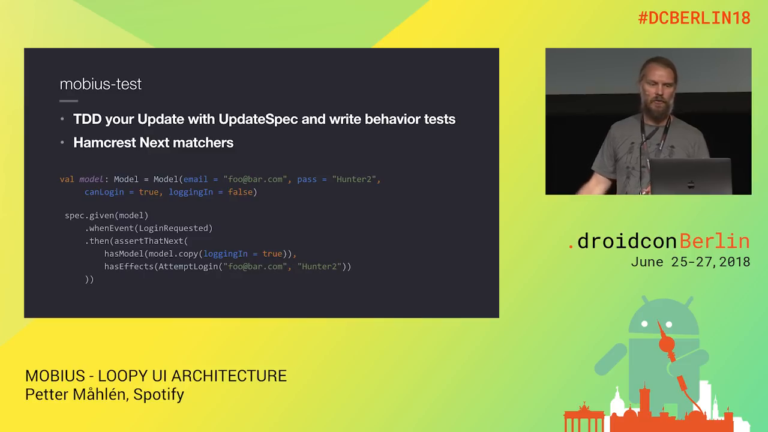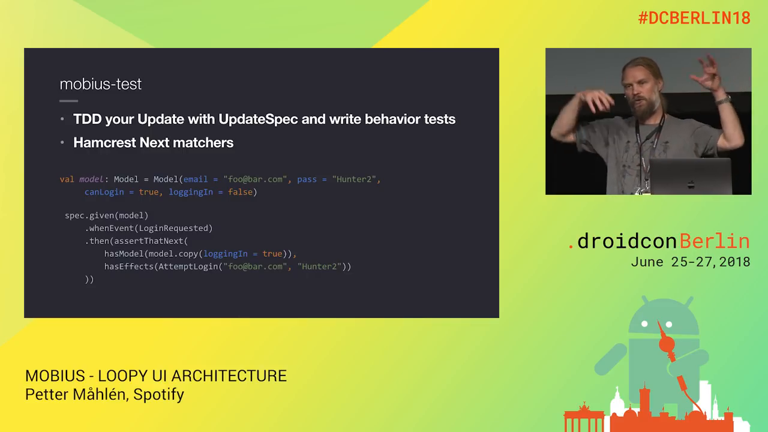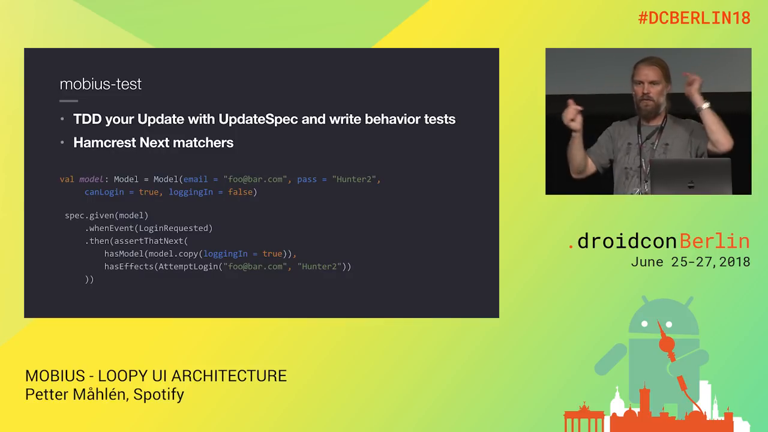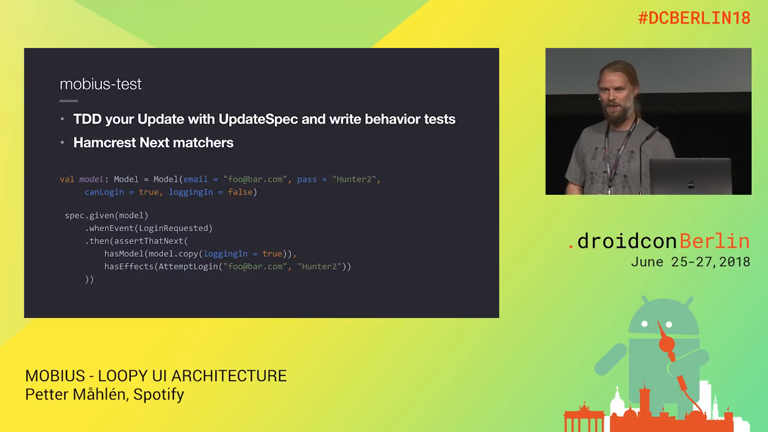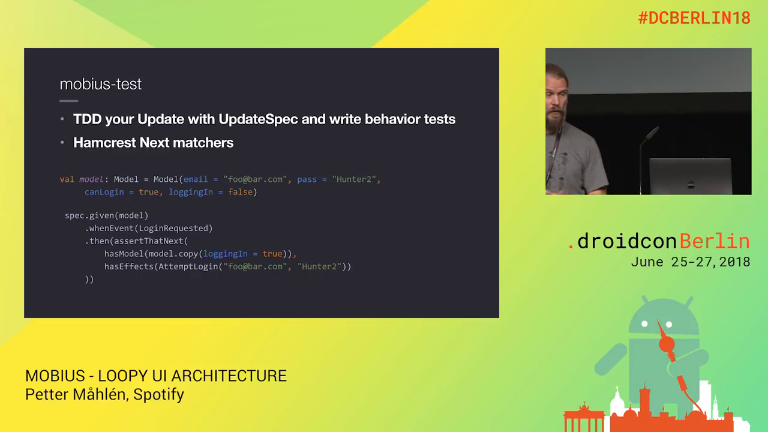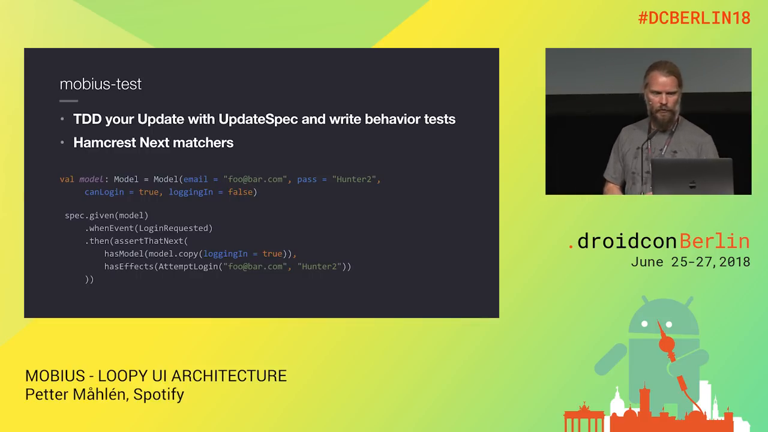And the good thing is that there's also a method called whenEvent, which allows you to pass in a sequence of events. So if, for instance, you have a situation where you know there are races and you know things can happen in weird order, you can just write a unit test for that and it'll run in way less than a second, and you can validate that you get the right behavior in that case.